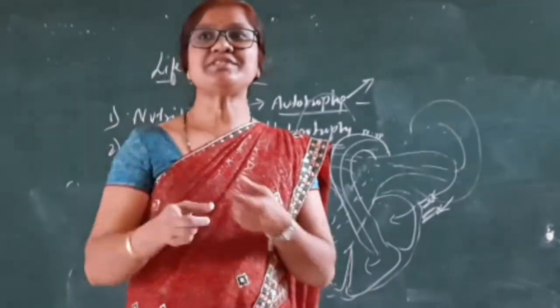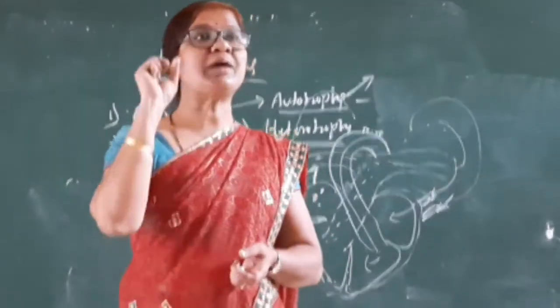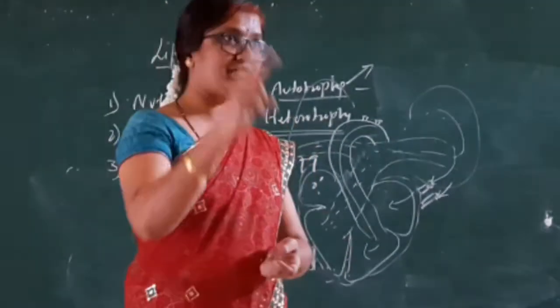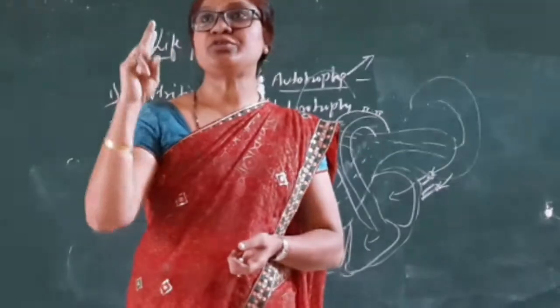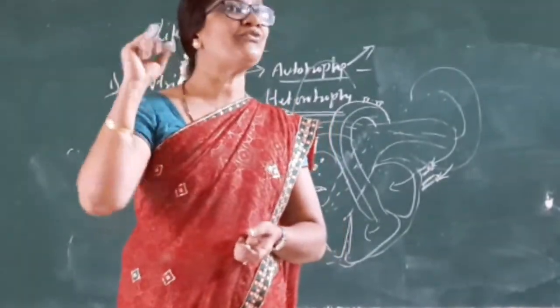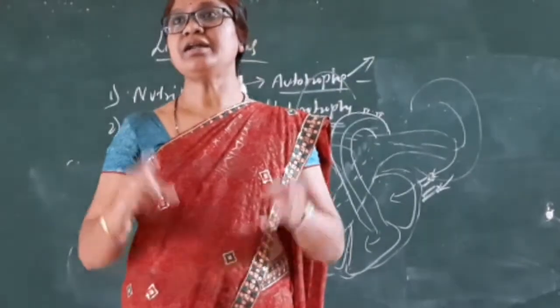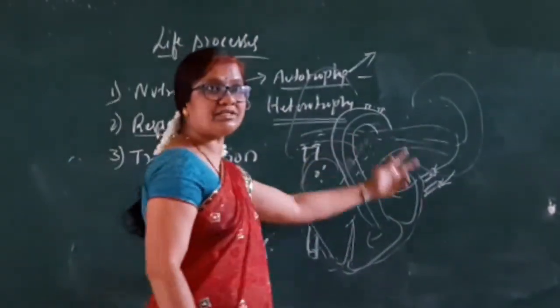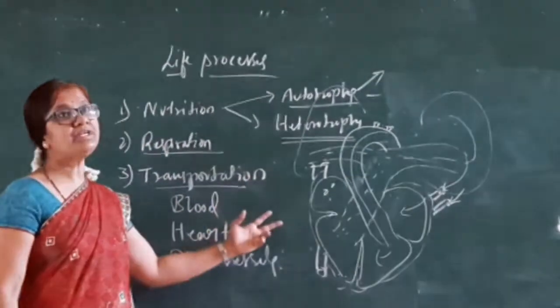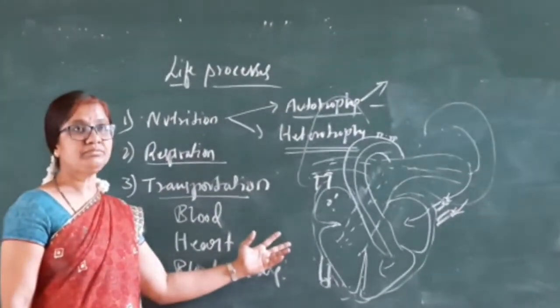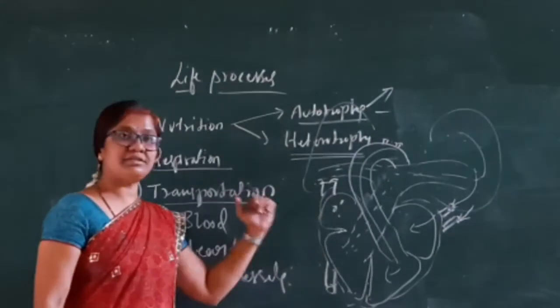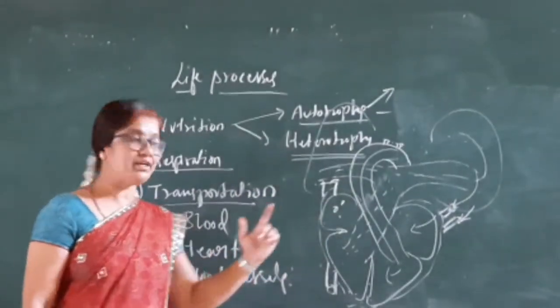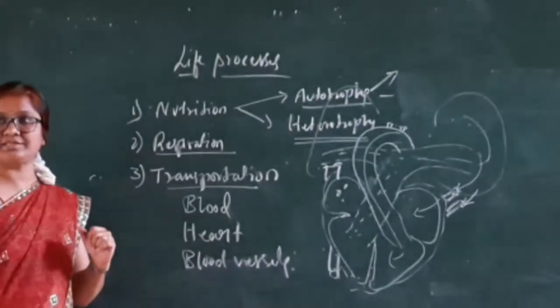So, how many times does the blood flow to the heart? To complete one cycle, 2 times. The blood flows 2 times in order to complete one cycle. Hence, it is called double circulation. And like this, the circulation takes place in the human body. And this blood is carried by the blood vessels.